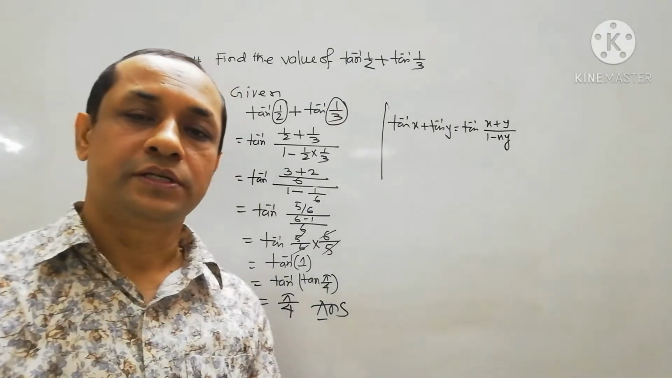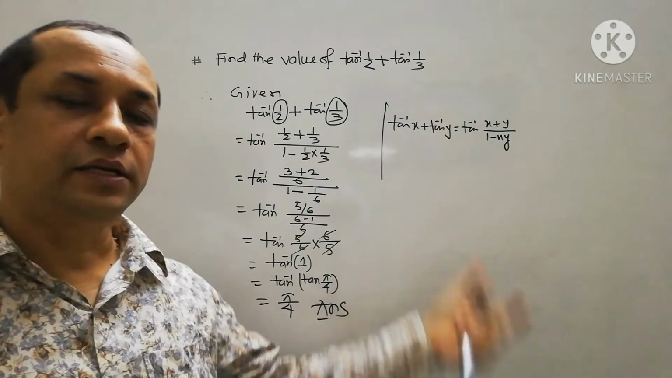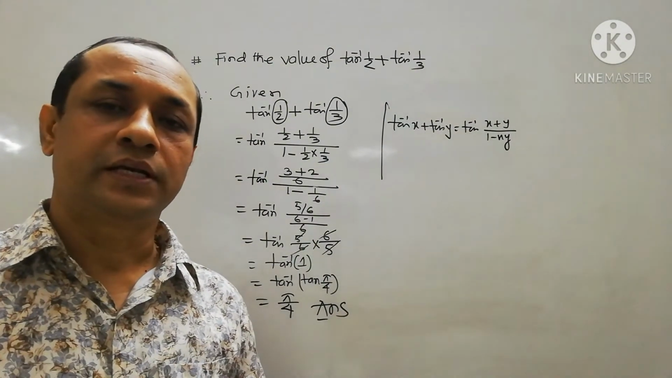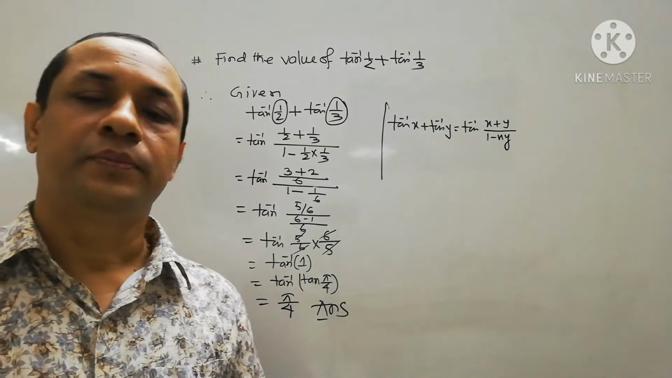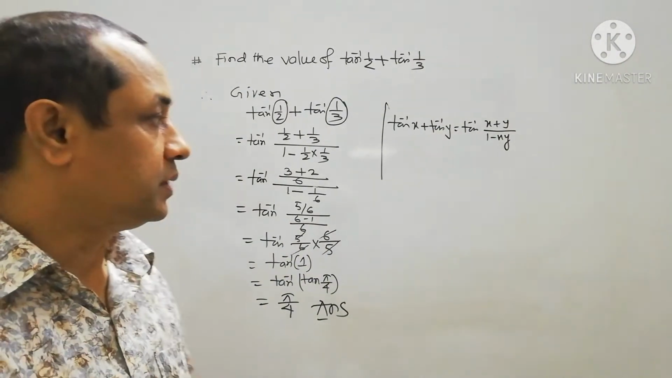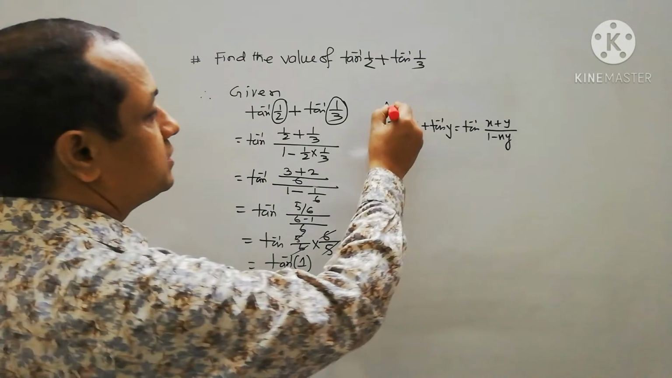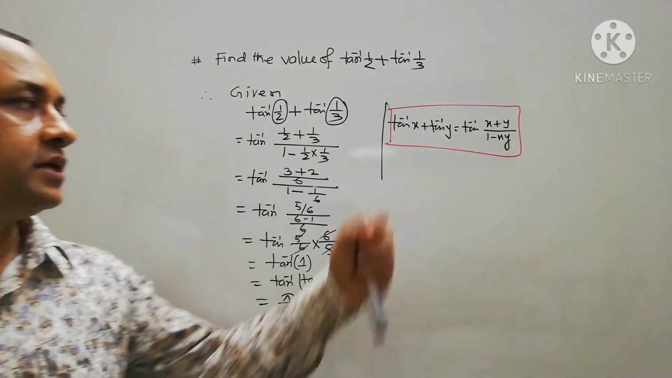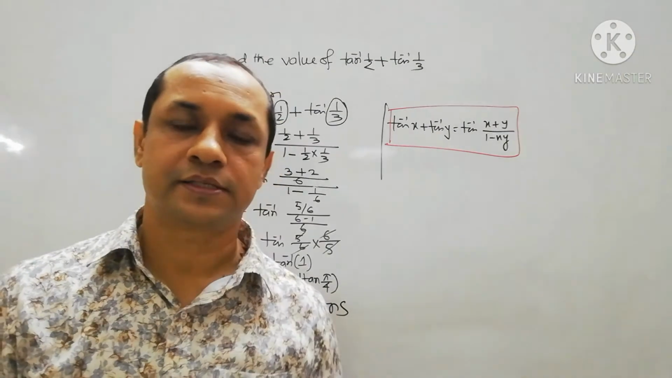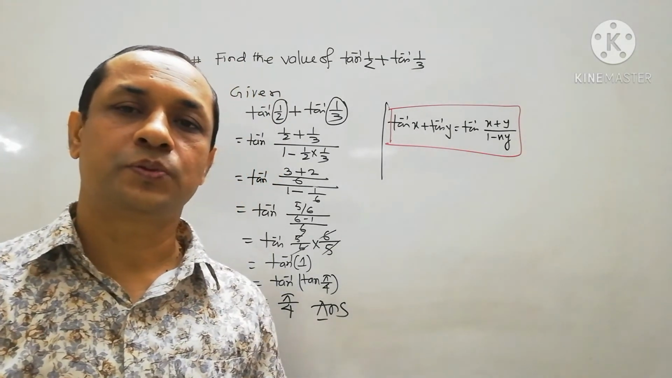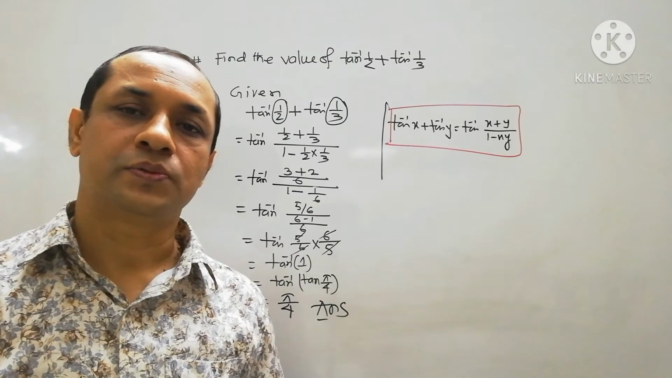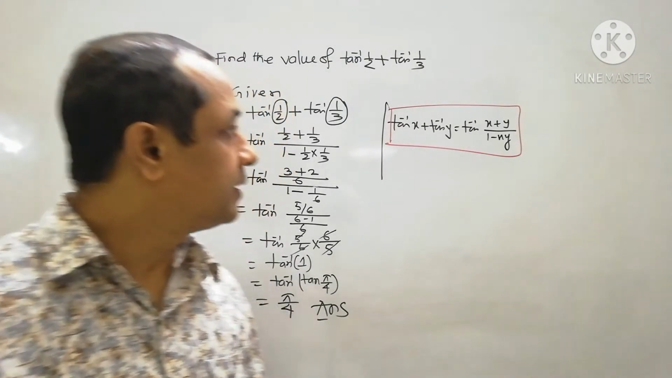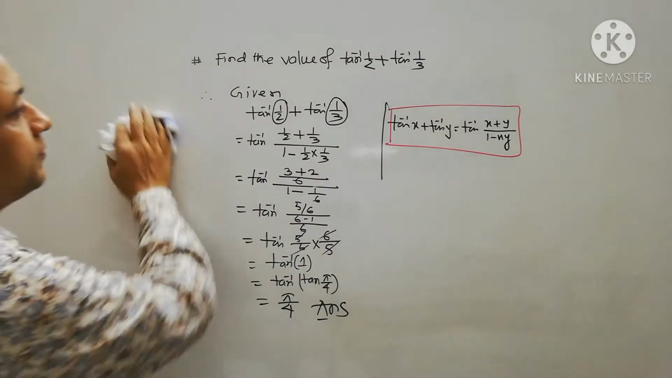So memorize it. Important formula: tan inverse x plus tan inverse y equals tan inverse of (x plus y) by (1 minus xy). So student, I hope that you are clear. This is an important formula. Memorize it. Next step.